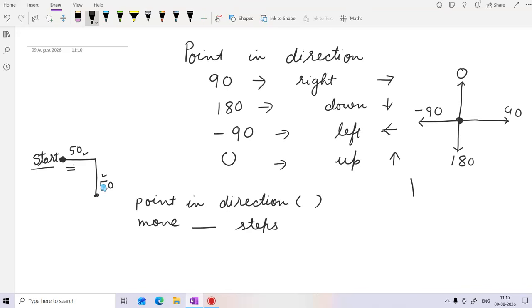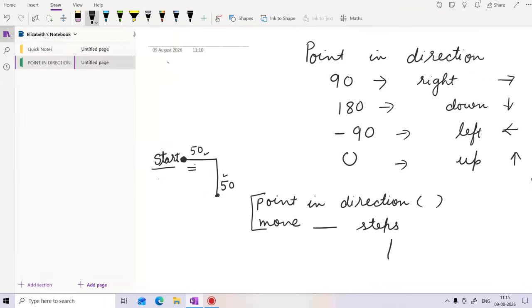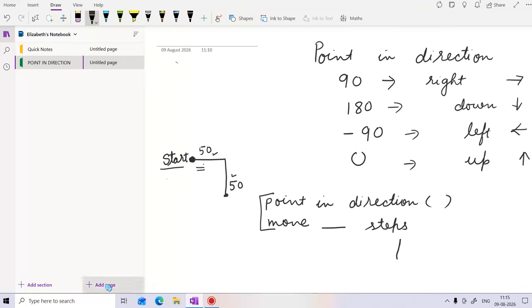One more thing I have taught: apart from this, we have to write some mandatory commands. So we'll see how we can write them down. It's very important that you know very well what we need to write. I'll take a new page again and tell you what we can do.